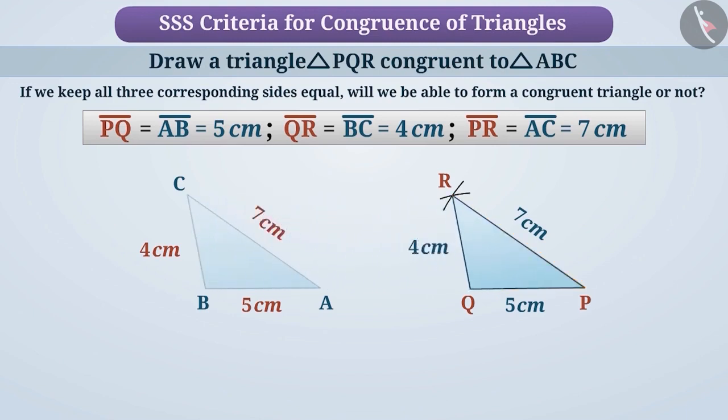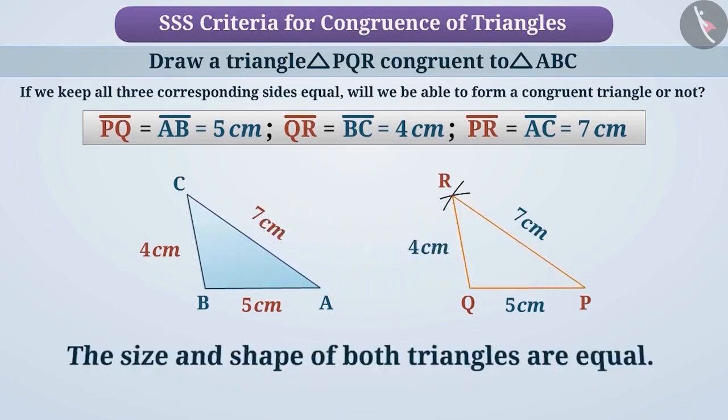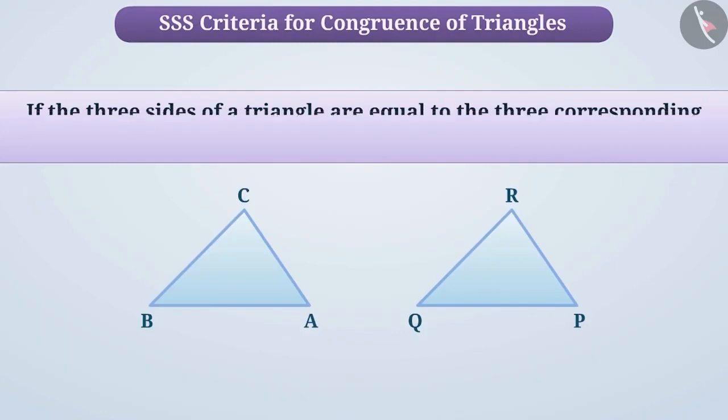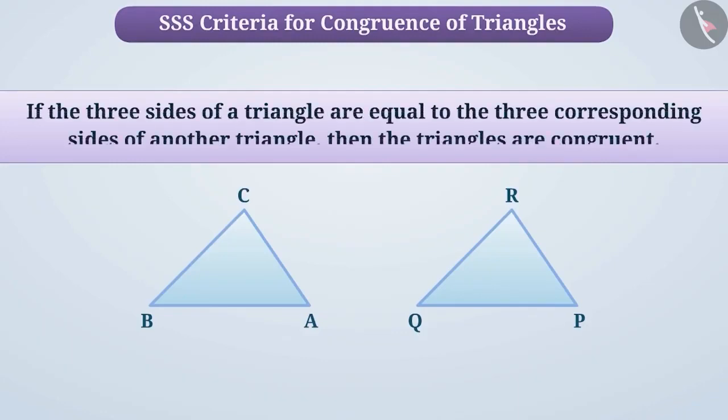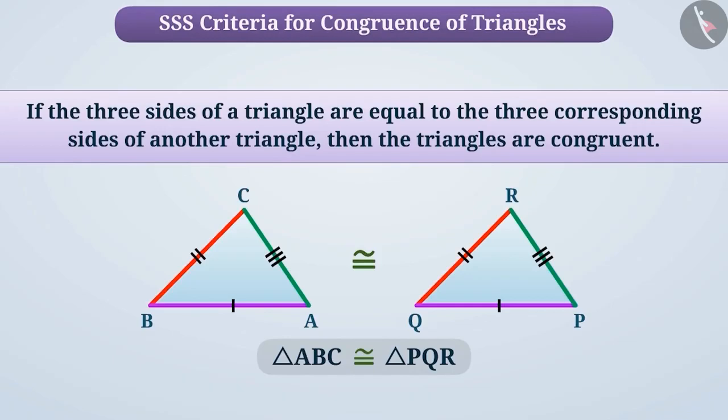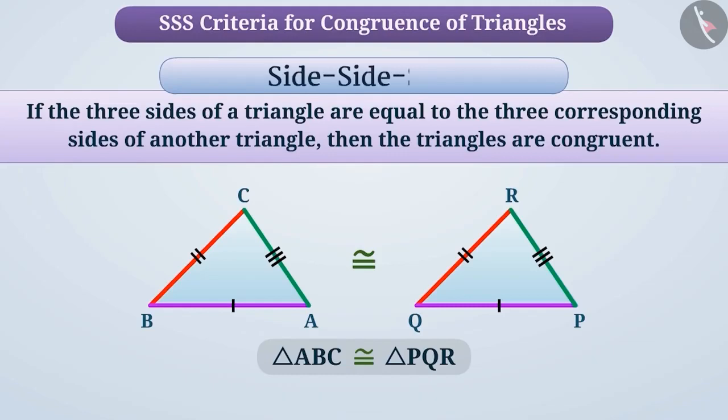If we place triangle ABC on triangle PQR, we observe that they cover each other completely, which means that both triangles have the same size and shape. Hence, both triangles are congruent. Thus, we can say that if the three sides of a triangle are equal to the three corresponding sides of another triangle, then the triangles are congruent. This condition of congruency of triangles is called as the side-side-side criterion, or in short, the SSS criterion.